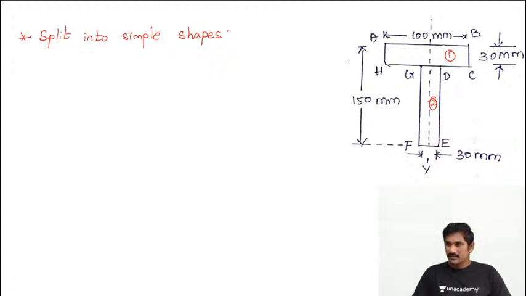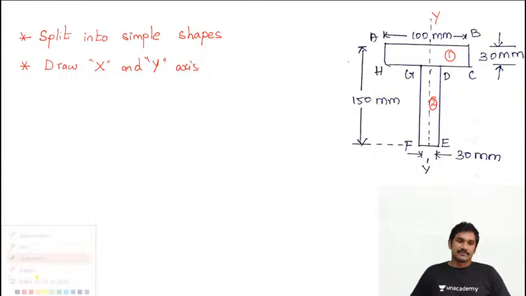Simple shapes. Okay, split into simple shapes. Second thing, draw the X and Y axes. So you have to draw the X and Y axes. Here, this is the Y axis, which is already there, and for the X axis, let's imagine there is an X axis, right?